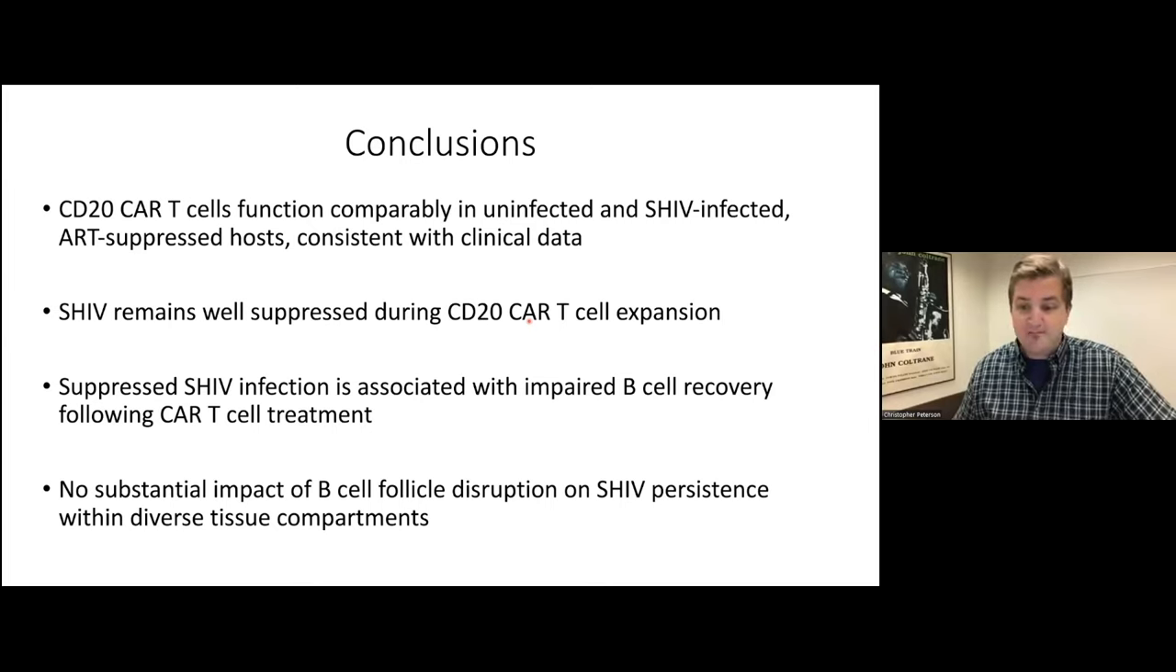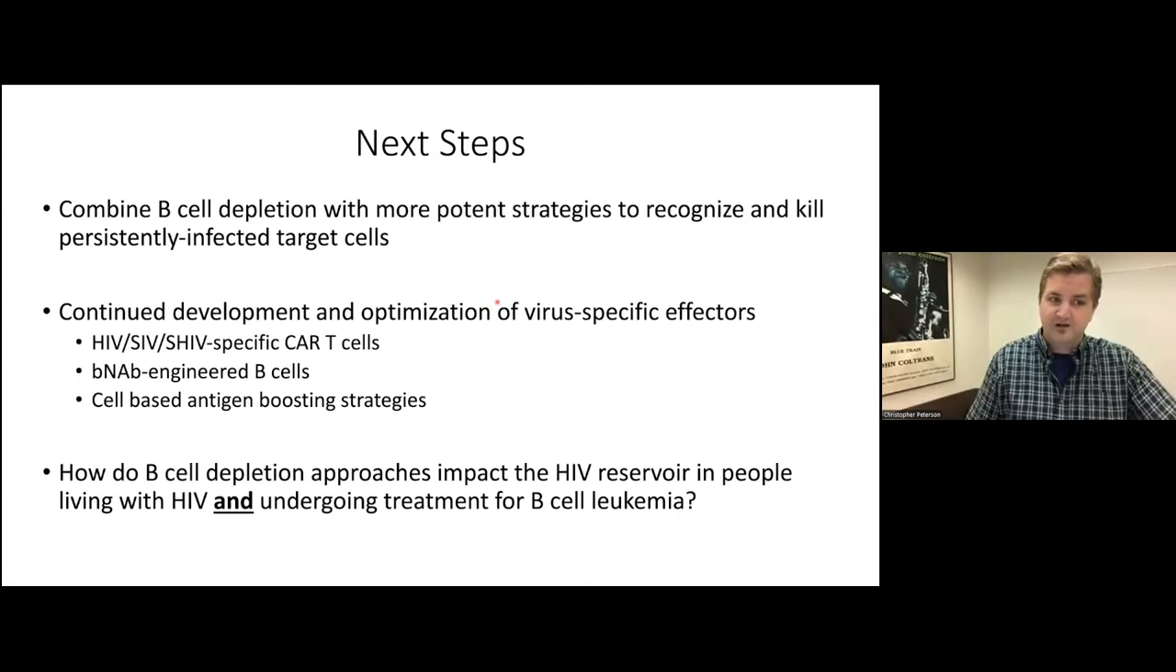We did see an impaired B cell recovery following the CAR T cell treatment in the SHIV-infected ART-suppressed animals, which maybe isn't surprising based on the ongoing immune dysfunction that we know is associated with suppressed infection. And most importantly, we didn't see any substantial impact of B cell follicle disruption on virus persistence in a panel of 25 different tissues that we looked at.